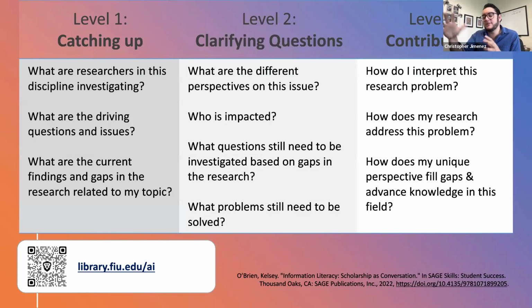And here's both the scaffolding and the iterative process laid out in a chart, right? So you've got that first level where you're catching up, you're trying to find out, what are other researchers doing, what are the driving questions and issues, and where are the gaps in the research, right? Level two, you're going to clarify, what are the different perspectives, who are the population groups that are being impacted, right? And again, we're still trying to figure out those problems that need to be solved.